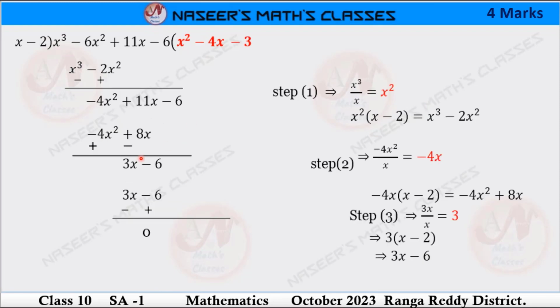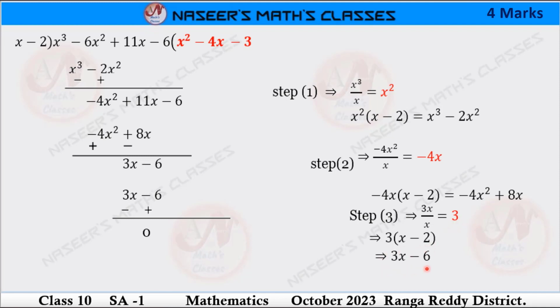Now to remove the 3x term, we have to divide 3x with x. Then we get 3x by x is equal to 3. Now we multiply 3 with x minus 2. Then we get 3x minus 6.